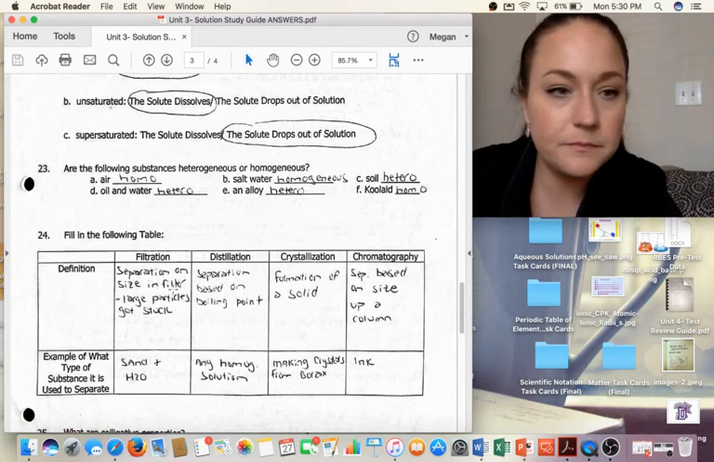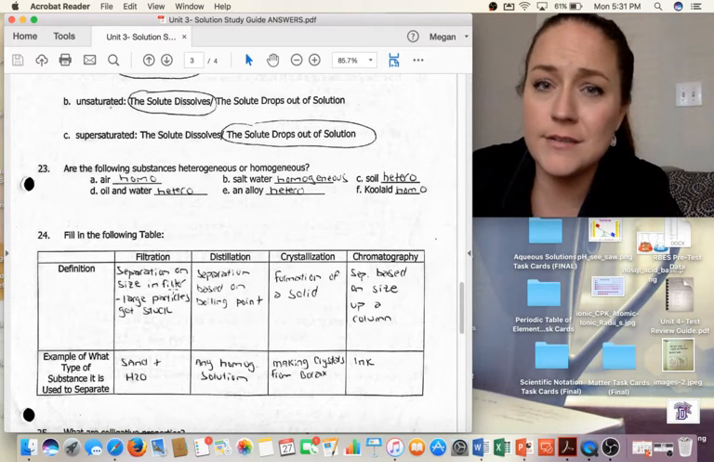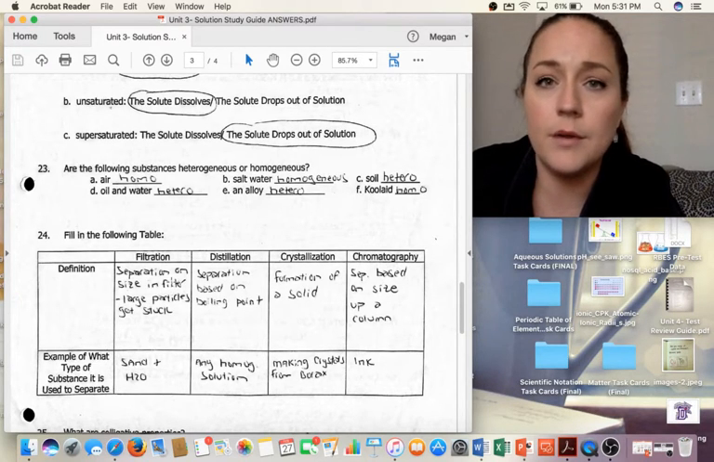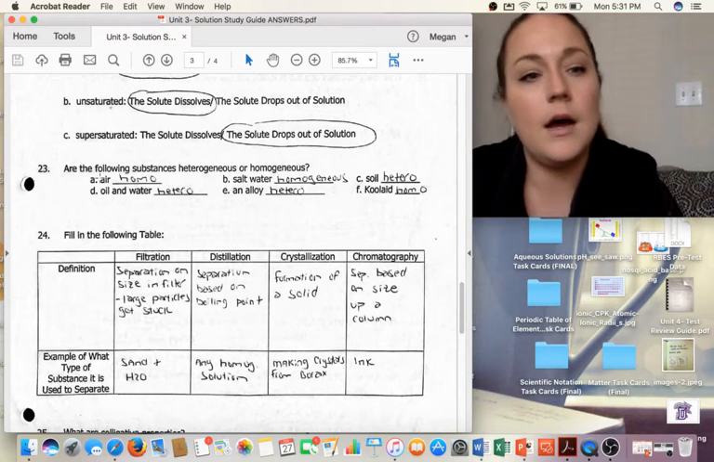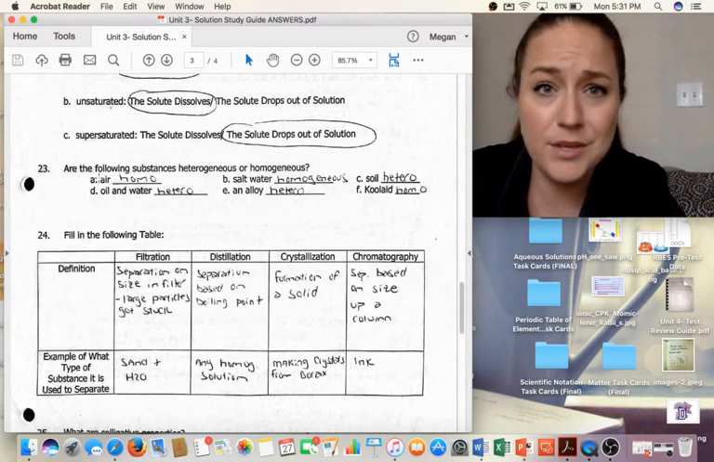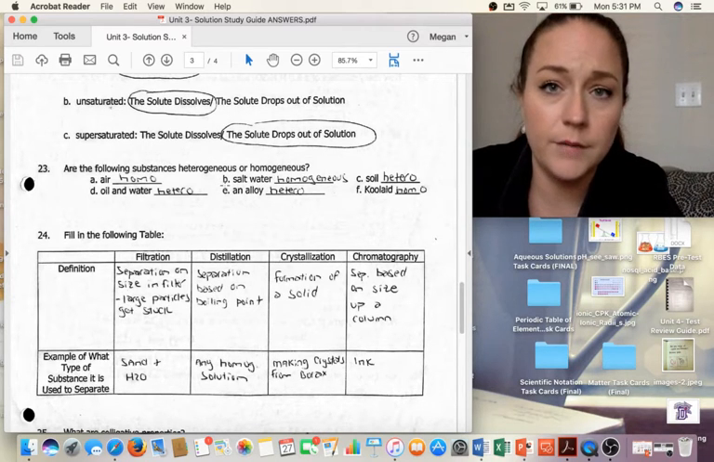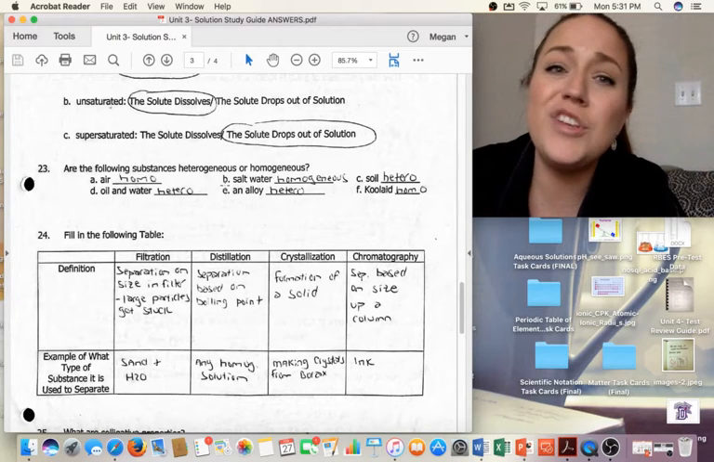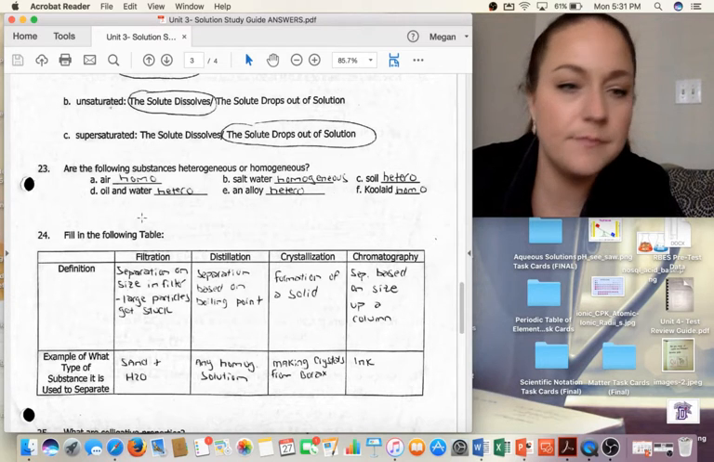23. Are the following substances heterogeneous or homogeneous? Remember, hetero, separate, homo, together. So, air. When you have a mixture of air, this is not pure air, it is homogeneous. When you have salt water, it is homogeneous. When you have soil, think of everything in your soil. It is heterogeneous, like trail mix.